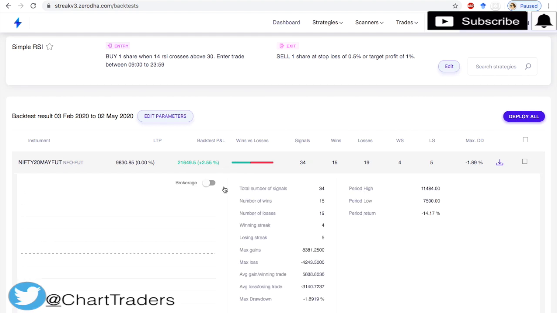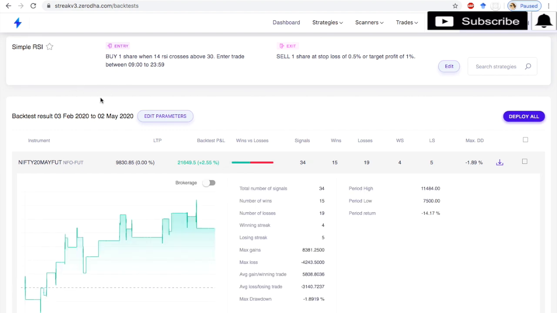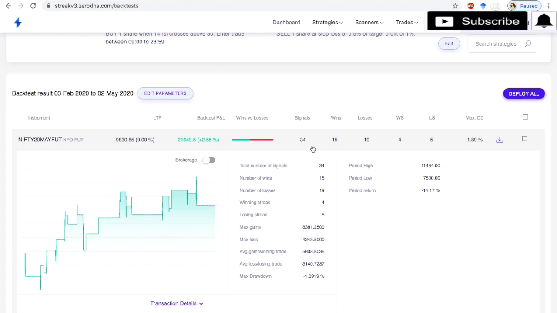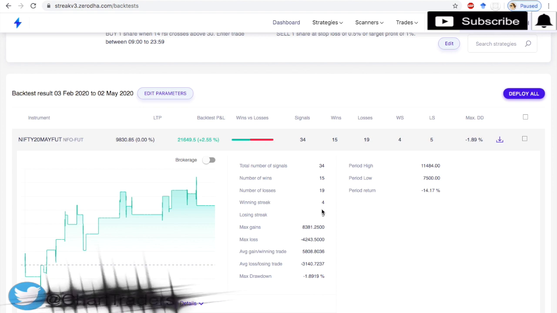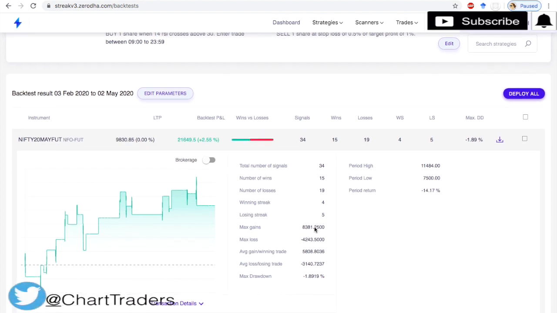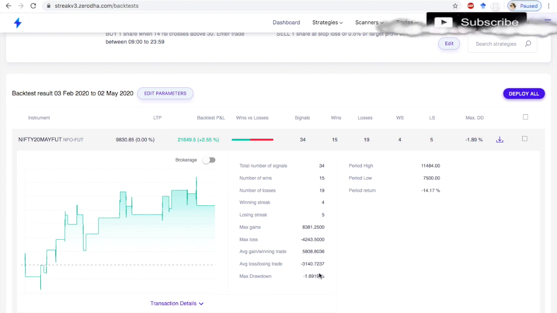My strategy will be applied over 3 months, starting from 3rd Feb to 2 May. Okay, 34 signals are generated. Out of 34, 15 wins, 19 losses. 4 continuous winning streak, 5 continuous losing streak. Maximum gain per lot is around 8,000. Maximum loss is around minus 4,000. And maximum drawdown is minus 1.8.